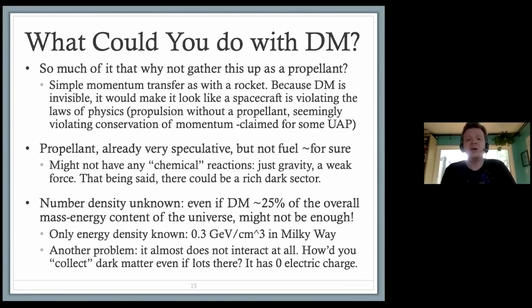The big if, though, is the number density of dark matter is unknown. So even though it's 25% of that pie chart, that might not be enough for it to be a useful propellant, because the energy density is only 0.3 GeV per cubic centimeter in the Milky Way. One GeV is about one proton. So that's pretty pathetic. Even though this density is quintuple that of ordinary matter, which is primarily hydrogen, this is still not very much. So 0.3 GeV per cubic centimeter might be a lot if dark matter is very light, but if dark matter is very heavy, then 0.3 GeV per cubic centimeter could mean there's one dark matter particle in my room and one out by Pluto's orbit, and it averages out to 0.3. And so the problem is we know the energy density, but we don't know the mass density, because we don't know the mass. So we don't know the number density.